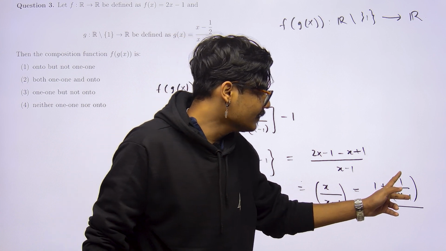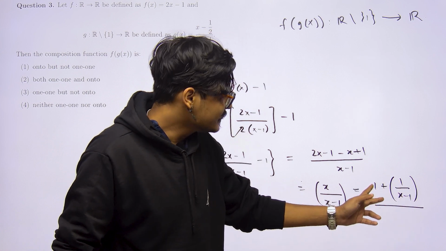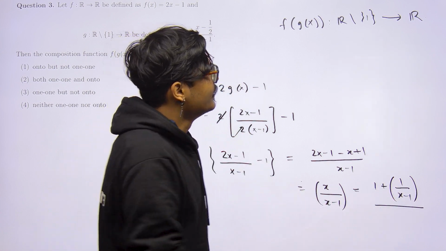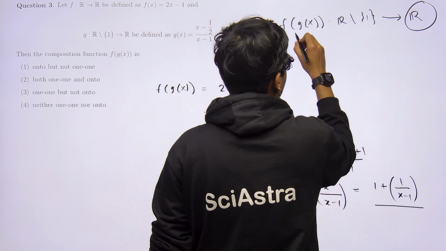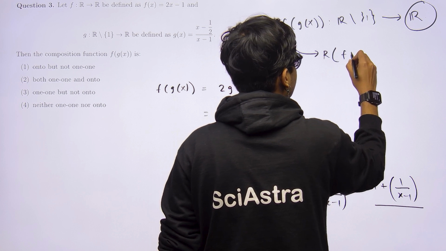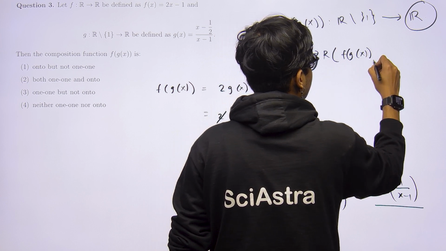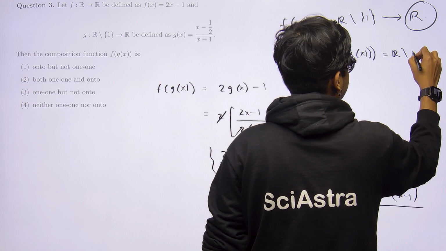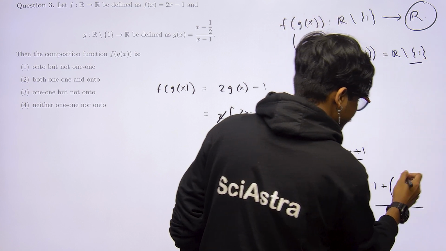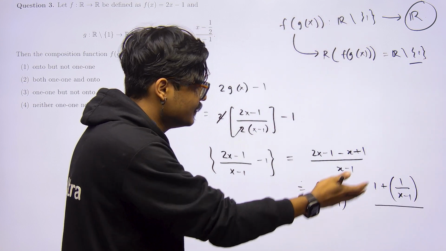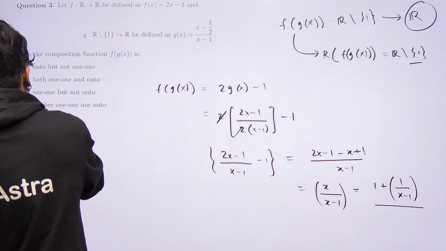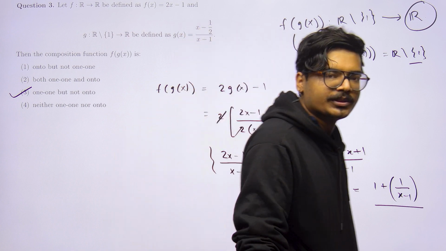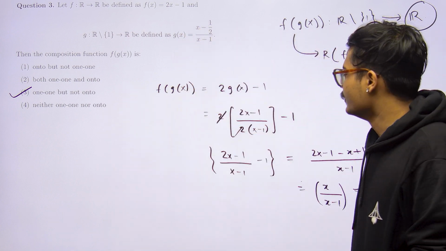Now if you look at this function carefully, this part is always going to be non-zero, right? You can never have 1 by (x minus 1) equal to 0. So this function never attains the value 1. So even though the codomain of this function is R, the range of f of g of x is going to be R minus 1, right? And from here it's very easy to see that this function is actually one-one. If you equate it, you cross multiply, you'll get that it's one-one. So even though it's one-one, it's not onto. So your right option is option 3. So it's one-one but not onto.